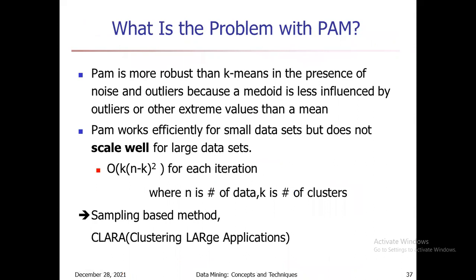So what is the problem with PAM here? We can see what problems we are facing in PAM. PAM is more robust than k-means in the presence of noise and outliers, because a medoid is less influenced by outliers or other extreme values than a mean. And PAM works efficiently for small data sets but does not scale well for large data sets.